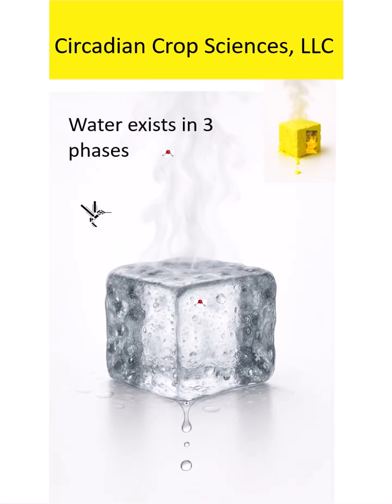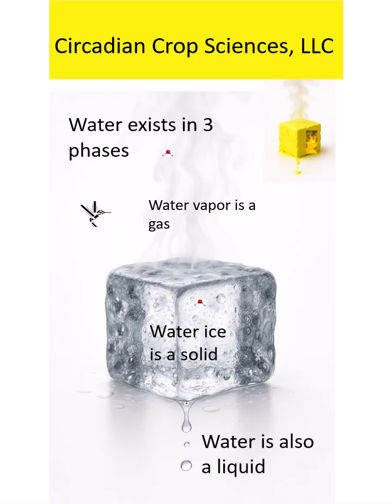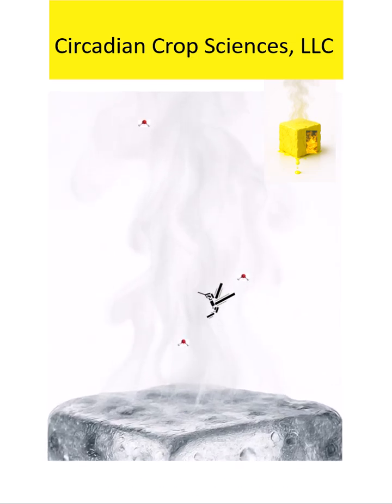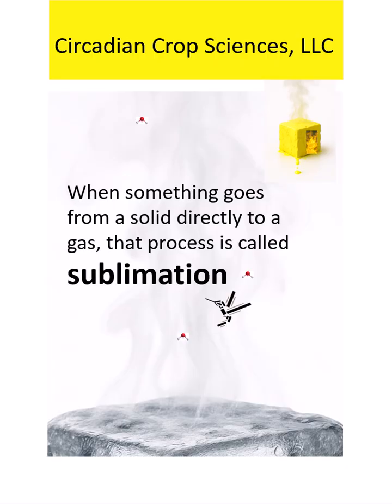Water exists in 3 different phases. Water vapor is a gas. Water ice is a solid. And water is also a liquid. When something goes from a solid directly to a gas, that process is called sublimation.